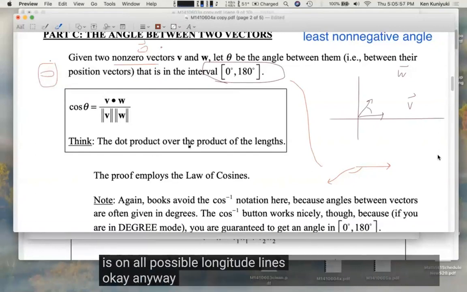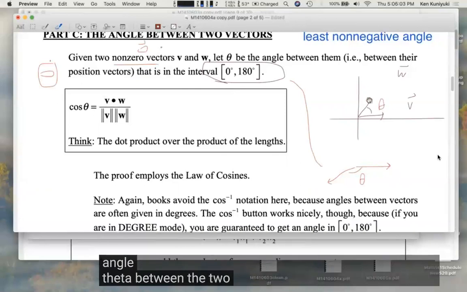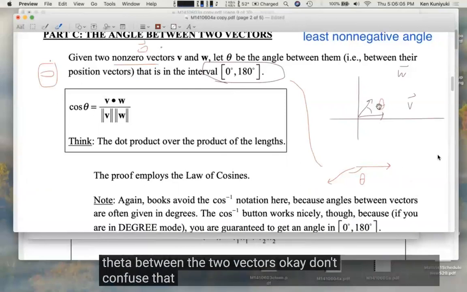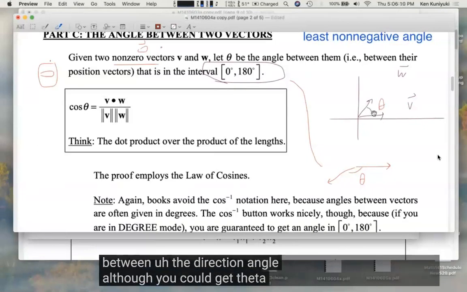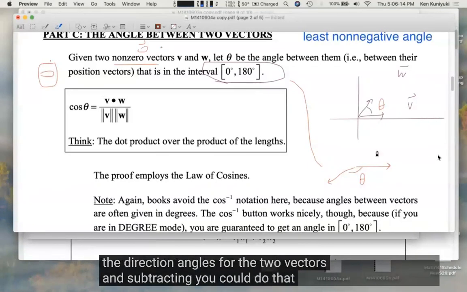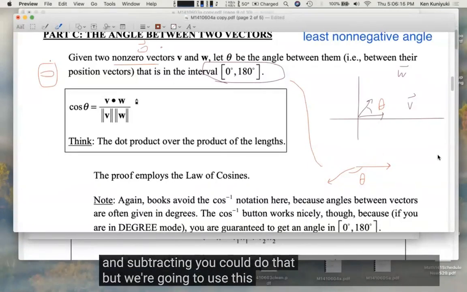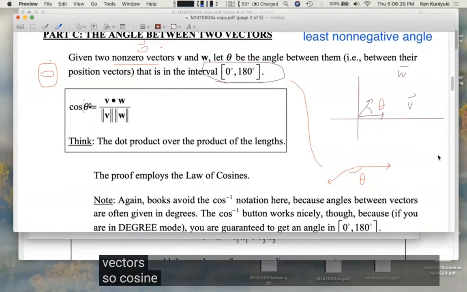Okay, anyway, let's say that this angle is theta. Let's call this angle theta between the two vectors. Don't confuse that with the direction angle, although you could get theta by taking the direction angles for the two vectors and subtracting. You could do that, but we're going to use this formula. Theta is the angle between the two vectors, so cosine of theta is given by this formula.